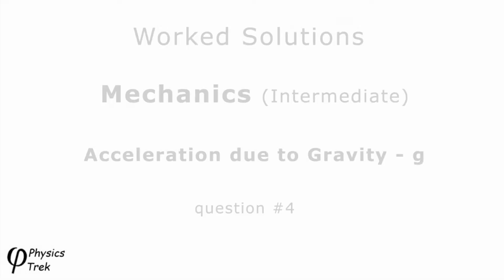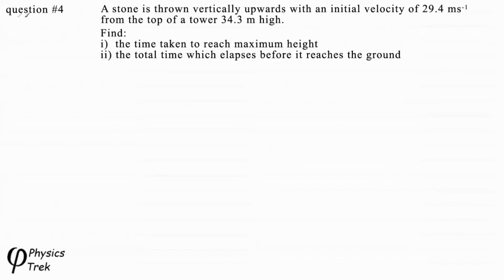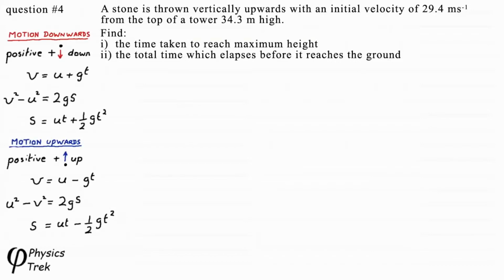Here's our question. Question number 4. A stone is thrown vertically upwards with an initial velocity of 29.4 meters per second from the top of a tower 34.3 meters high. Find 1, the time taken to reach maximum height, 2, the total time which elapses before it reaches the ground. And first, down the side, for quick reference, here are our 2 sets of equations for upward and downward movement.